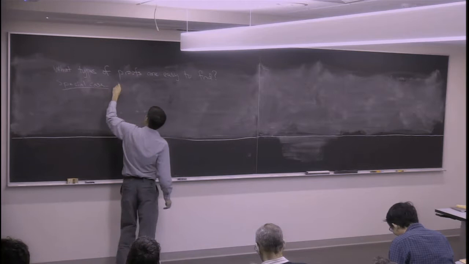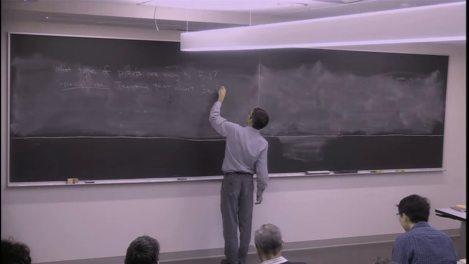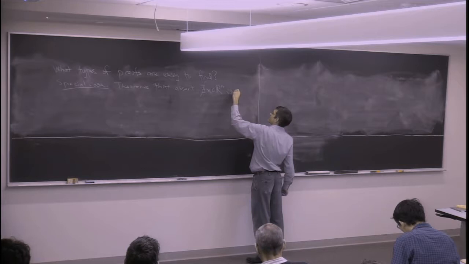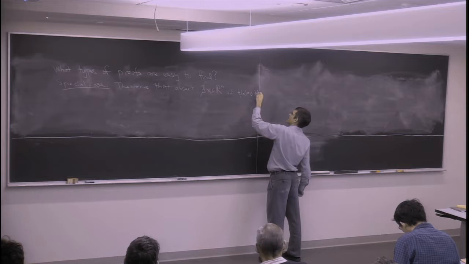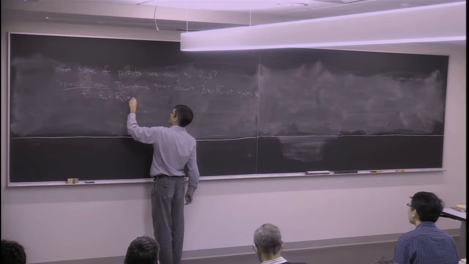Special cases: theorems that assert there does not exist an n-dimensional vector x such that f_i(x) equals 0 for all i, where f_1 through f_m are polynomials in the variables x_i.